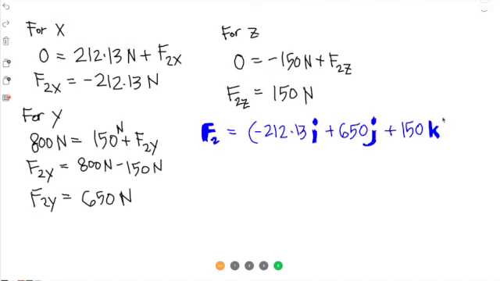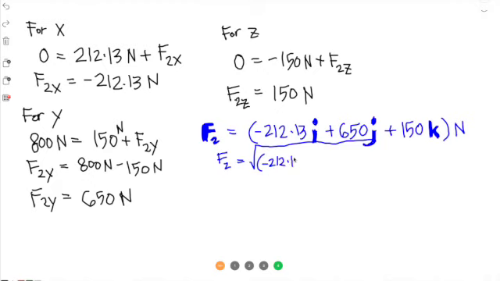Don't forget that that is in newtons. This is our Cartesian vector form for F2. What remains is to define this vector by its direction angles. But of course, we need to find its magnitude. So the magnitude of F2 would just be equal to the square root of the sums of the squares, right? I hope you can recall this equation.